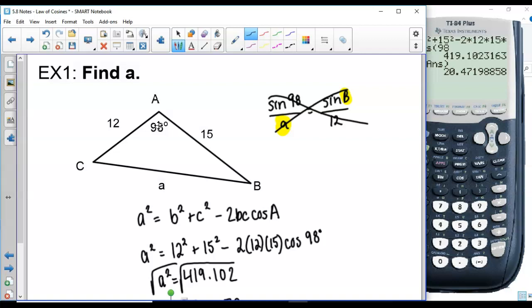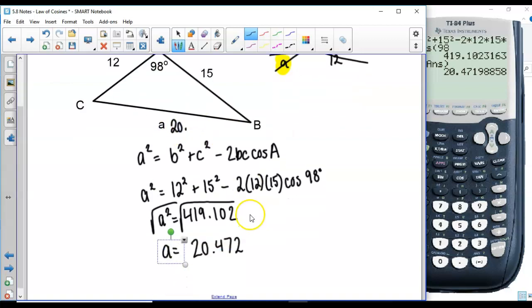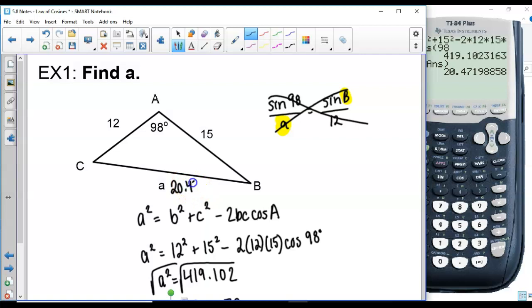You'll see whenever we do some solving triangles, like if I was wanting to do the next step of this problem, now that I know this side right here is 20.472, if I needed to find, let's say angle B, then I could set up law of sines to find angle B, to find the next part. But as far as finding that side A, that first step, you have to use law of cosines.